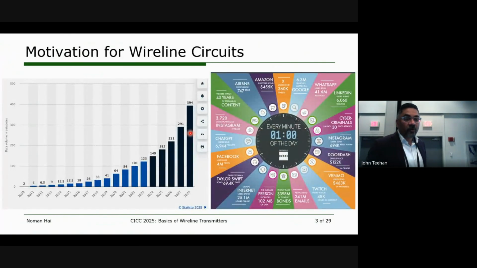Okay, so before we go into the detail, I want to start with the motivation for wireline circuits. As you can see, over time the amount of data being generated is staggering. In 2025, we will be generating almost 200 zettabytes of data. And what is one zettabyte? One zettabyte is 1 billion terabytes. Let me put it in perspective.